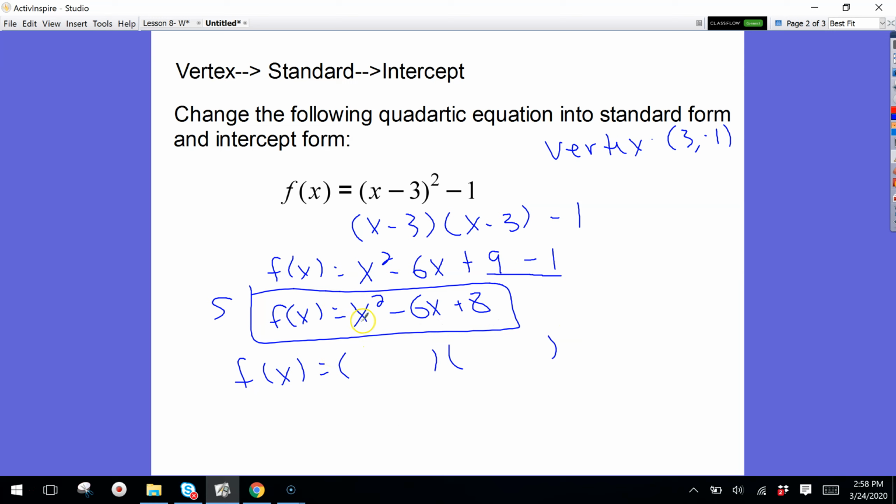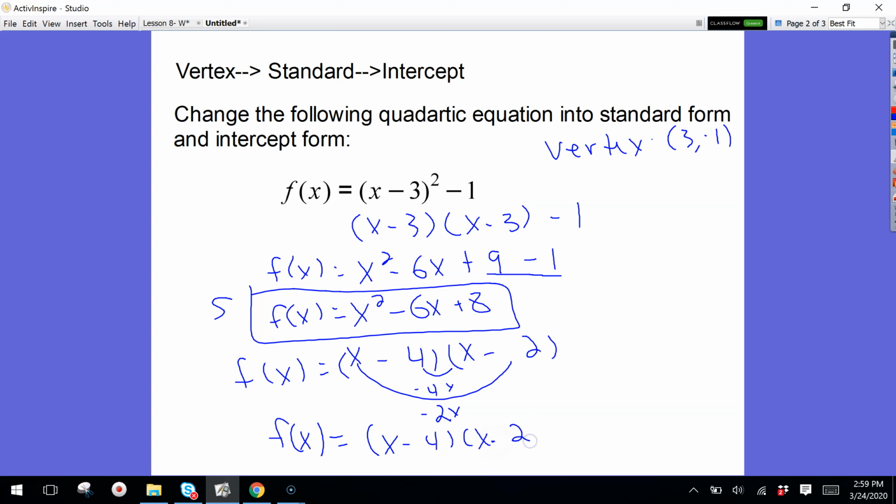For this case, x times x gives us x squared, and then 4 times 2 gives us 8. If we subtract, our inner is going to be 4x and our outer is going to be 2x. If we subtract both of these, you get negative 6x. So I get x minus 4 and x minus 2. My intercept form equation here is going to be x minus 4 times x minus 2.